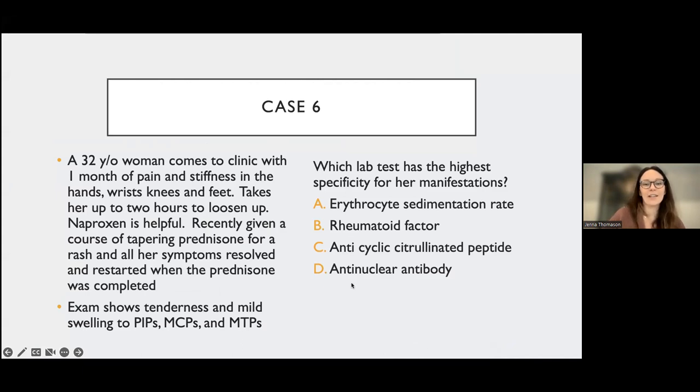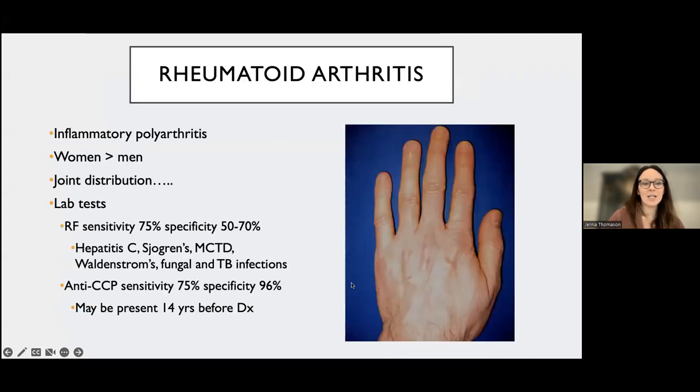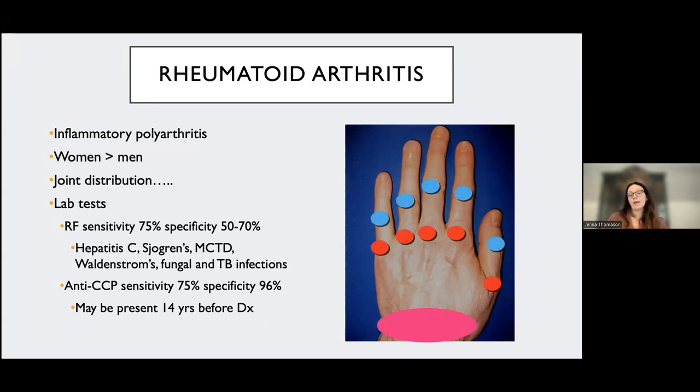Nice. All right. You guys are good. It's anti-CCP. So this patient has rheumatoid arthritis. It's an inflammatory polyarthritis. It affects more women than men. Generally wrists, MCPs, also PIPs, spares the DIPs. Rheumatoid factor sensitivity is usually around 75%, but not a high specificity.